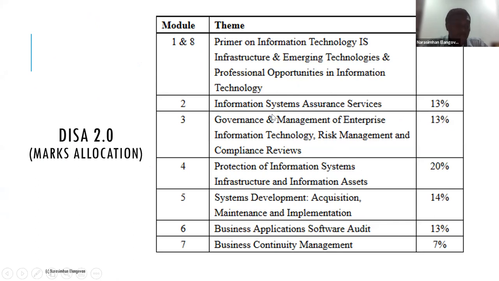What you notice is the first chapter has about 20% weightage, followed by chapter number 2, which is 13%, right? And chapter number 3, which is another 13%. Chapter 4 is a huge 20% again. Chapter number 5 is system development, 14% again. Chapter 6 is software audit, and 7 is business continuity. Your tip number 1: if you're studying this, chapter number 2 and chapter number 6 have to be read together. Why? A lot of similarities, and you'll realize when you're going through it, right?